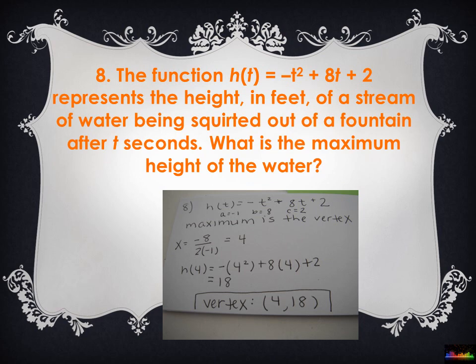But the question wants just the maximum height. It doesn't ask for the maximum point. So x in this problem, or t, represented the time, while h of t, or the y, represented the height. So that means our answer is the y value of the vertex, which is 18 feet.